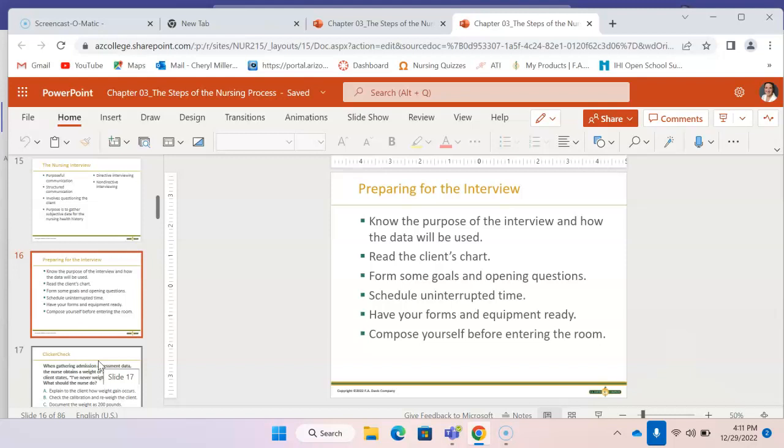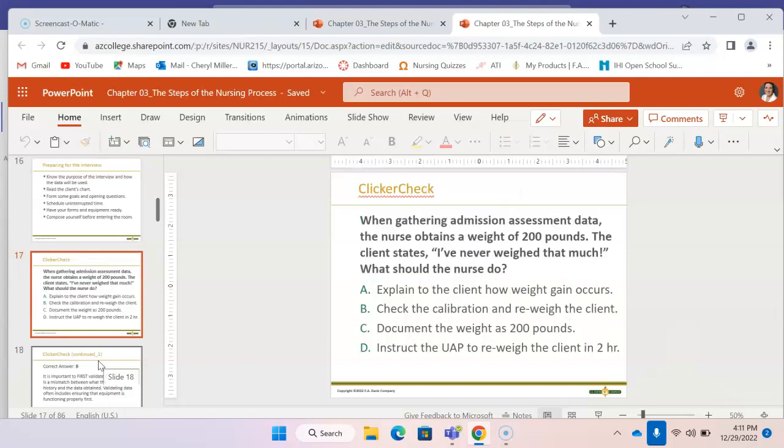Compose yourself before you enter the room. You cannot do this if you're like, oh my gosh, I can't do this, I can't do this, I can't do this, right? You need to be in the right mindset when you go in there. So you can't say, oh my gosh, I gotta go check this blood in 15 minutes over here. No, wait until you get your 15-minute blood check done and then go in the room. Okay, so it should be uninterrupted time.